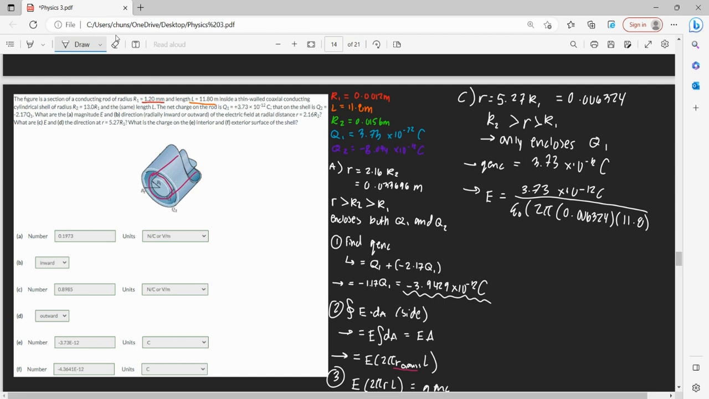3.73 E-12 divided by 8.854 E-12 times 2 times pi, times 11.8 times our radius. And this gives electric field is equal to 0.898 newtons per coulomb for part C, and it's positive, so we know it's directed outwards.